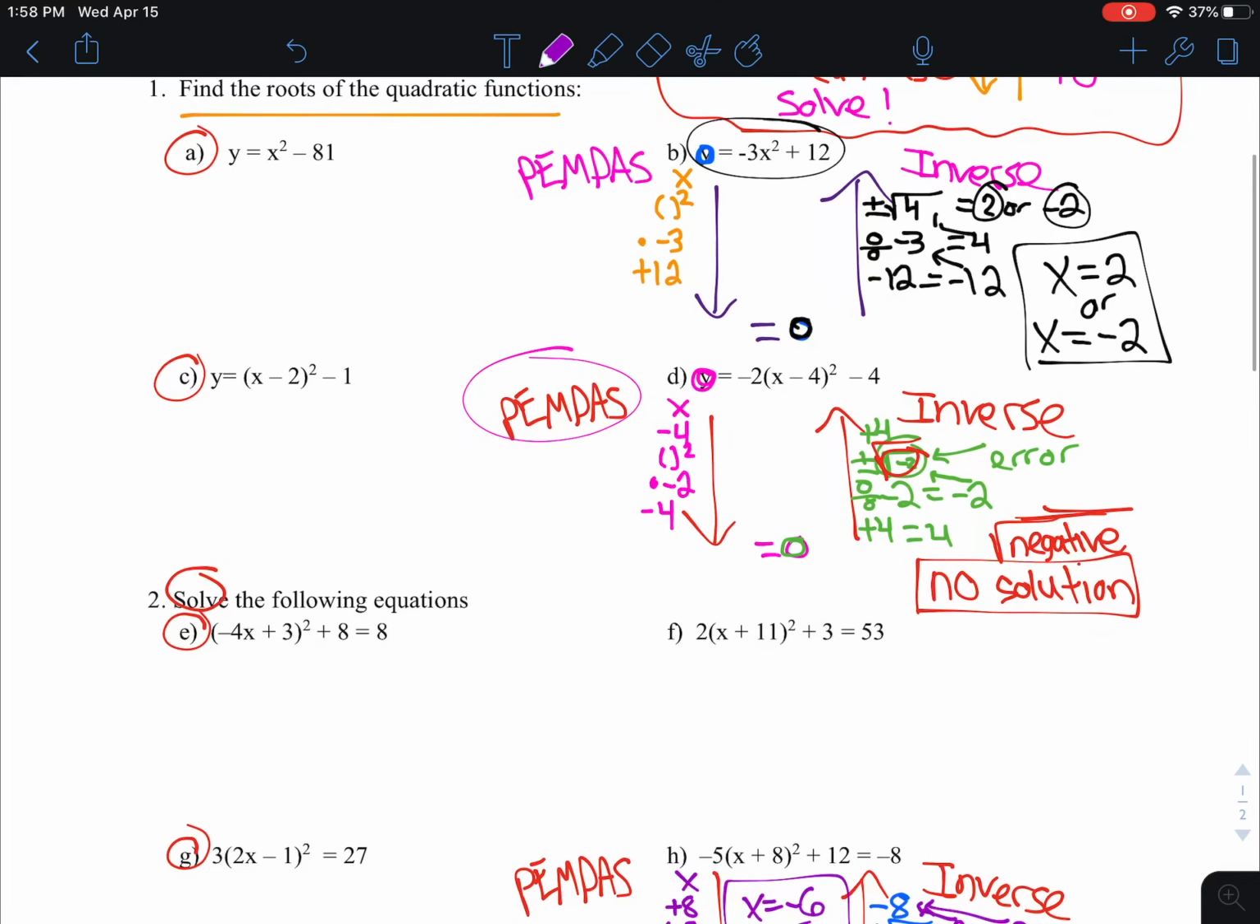Again, for A, let y be 0, and then you actually have it equaling numbers in E and G. Again, let me know if you have any questions.